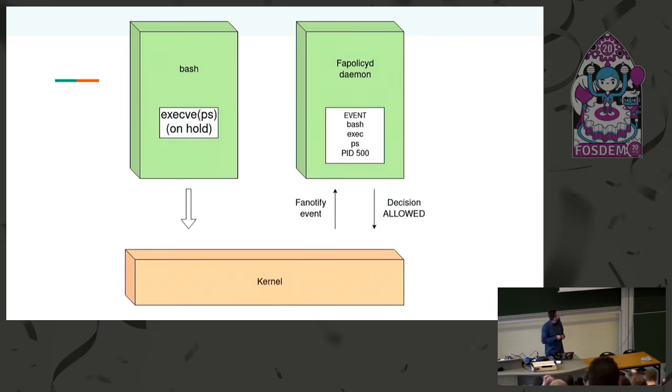And this daemon has to decide what to do with it. Well, it can send a decision: allowed. That means that execve will eventually succeed. On the other side, it can send denied, and that means that execve will fail, and bash will not be able to exec the ps command.